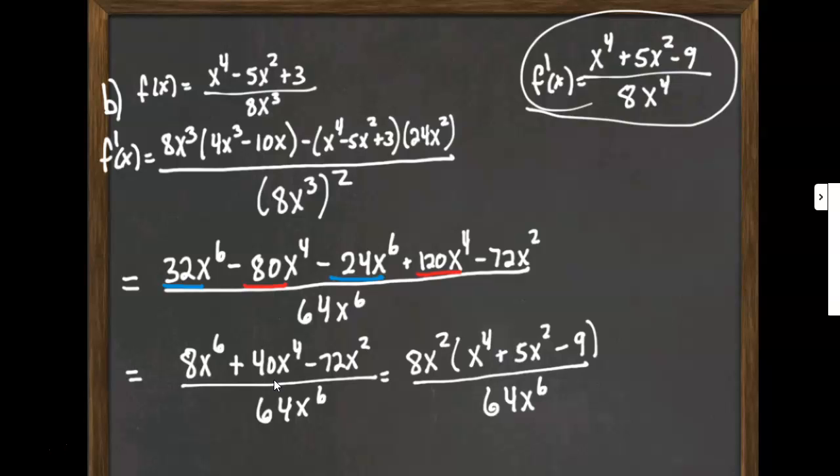And that's all over 64x to the sixth. And then we can finish the problem off by canceling the 8 and the 64, reducing the x squared and the x to the sixth. And you see then that we do get the exact same answer that we had up above.